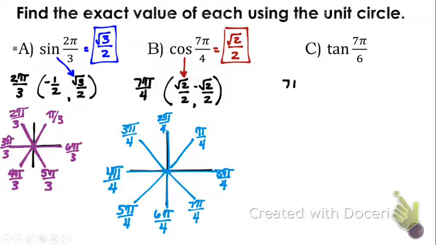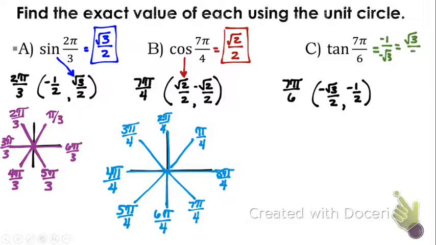Pi over 6, 7 pi over 6. What would be the ordered pair for that? What do you say? Yes, negative root 3 over 2, negative 1/2. So is the tangent going to be positive or negative? Positive. Tangent is what over what? Sine over cosine, y over x. So it's going to be negative 1 over negative root 3, right? Y over x, sine over cosine. Rationalize that denominator for me and simplify. Square root of 3 over 3.